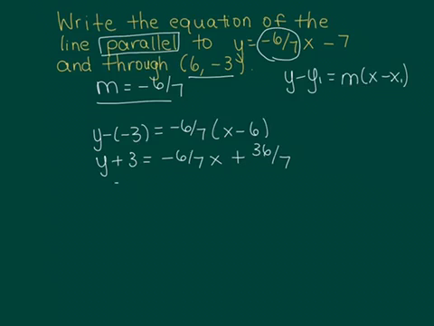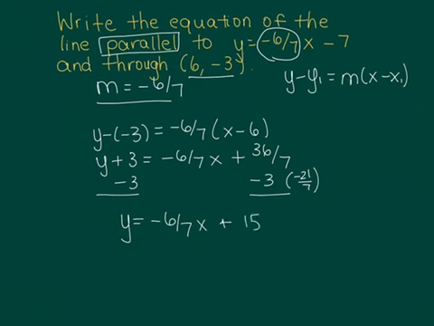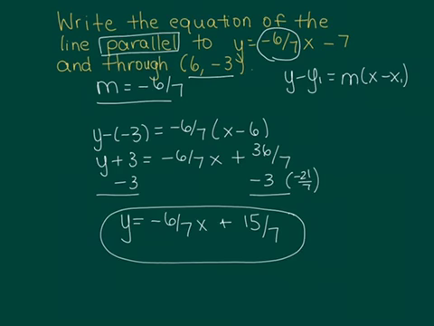And then all we need to do is subtract the 3 from both sides so that y is by itself. And so remember, that means we're subtracting 21/7 if we get that common denominator. So we have y equals -6/7 x plus 15/7. And again, you can leave that as 15/7 because it's reduced. You do not have to change it to a decimal or an improper or a mixed number.